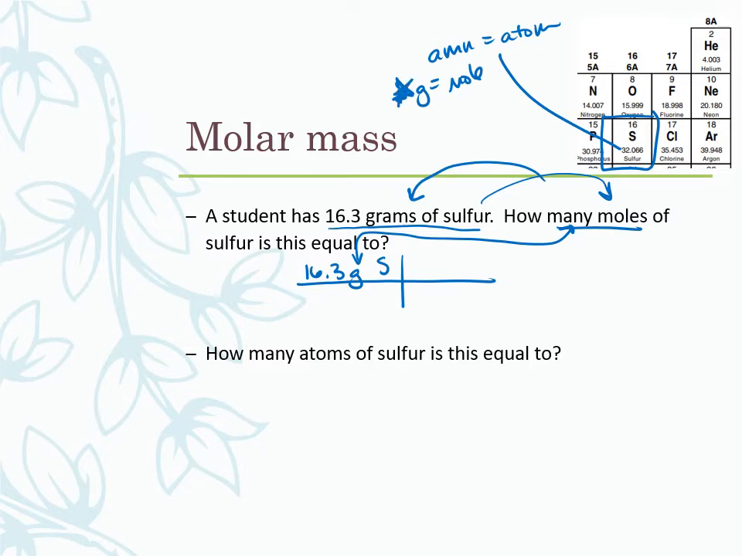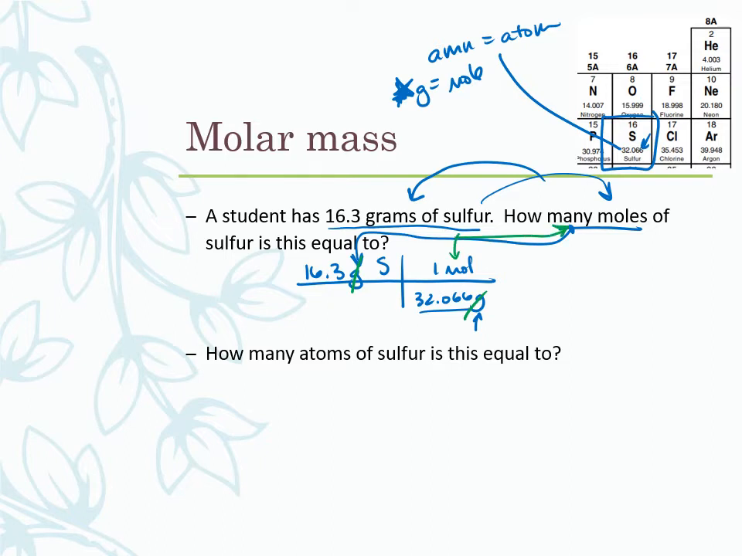I need to know this: how many grams in a mole. The periodic table tells me that there are 32.066 grams in 1 mole of sulfur. Why did I put 32.066 grams on the bottom? Well, it's because I have grams on top and I want those grams to go away, so I'm going to put grams on the bottom. Grams on top and grams on bottom cancel out. I'm left with a unit of moles, which is what I'm trying to find.